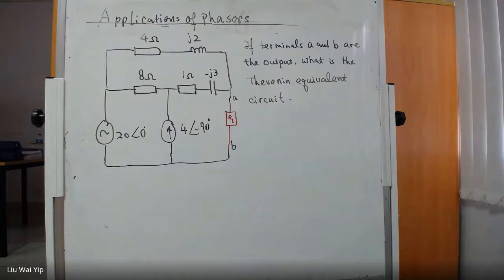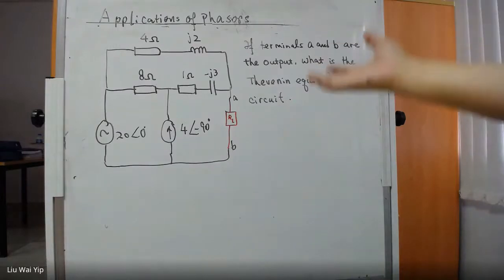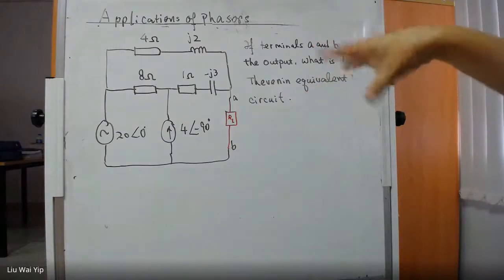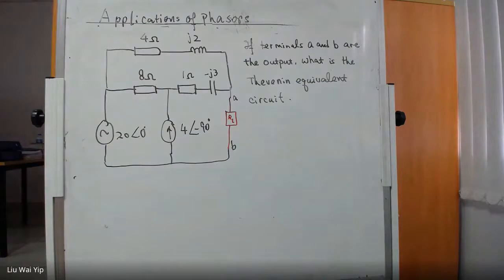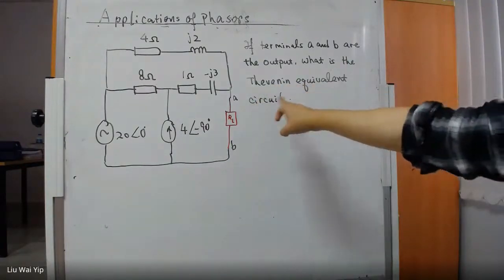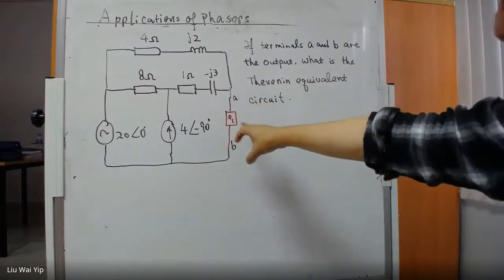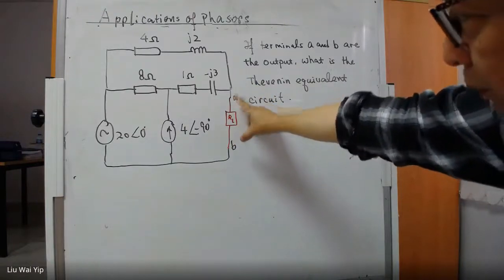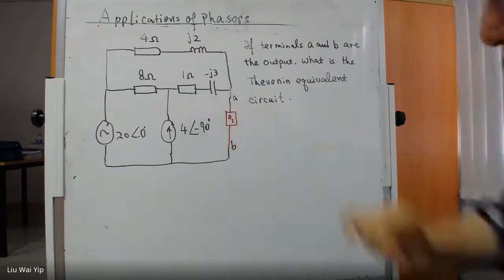Hello, my friends. In this video, we are going to apply what we have learned in a previous video to solve the problem of AC circuits. And in this example, which is a typical AC circuit, we are going to find the Thevenin equivalent circuit, given that the output is the A and B terminals.